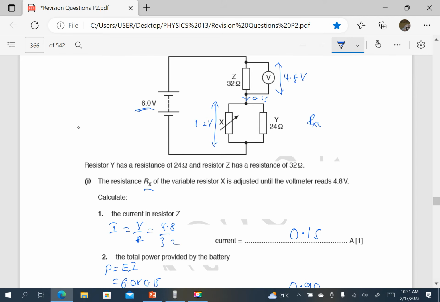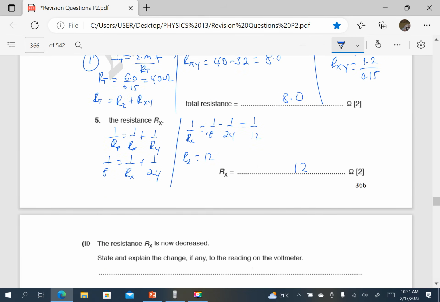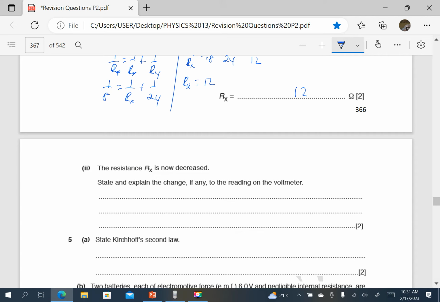So total resistance XY becomes smaller when X is reduced. And remember, PD is equal to I times resistance. If R has become smaller, the PD across XY is smaller. So PD across XY decreases, and therefore PD across Z must increase so that the total is still 6. Therefore, you simply say total resistance decreases, so the voltmeter reading increases.